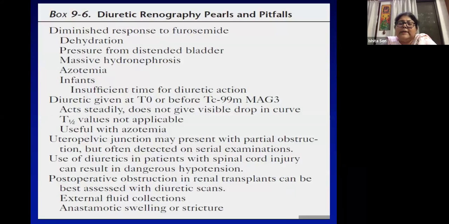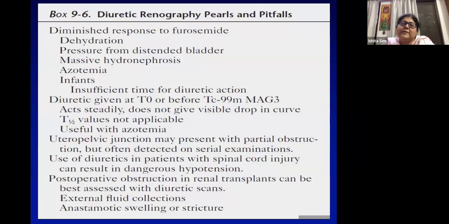Now, it's important to also know what the pitfalls of a diuretic renogram are. One of the things we should always ensure is to see whether the patient is having a diminished response to furosemide. This diminished response may happen if a patient has dehydration, where there's a pre-renal cause, or if there is a massively dilated, distended bladder.